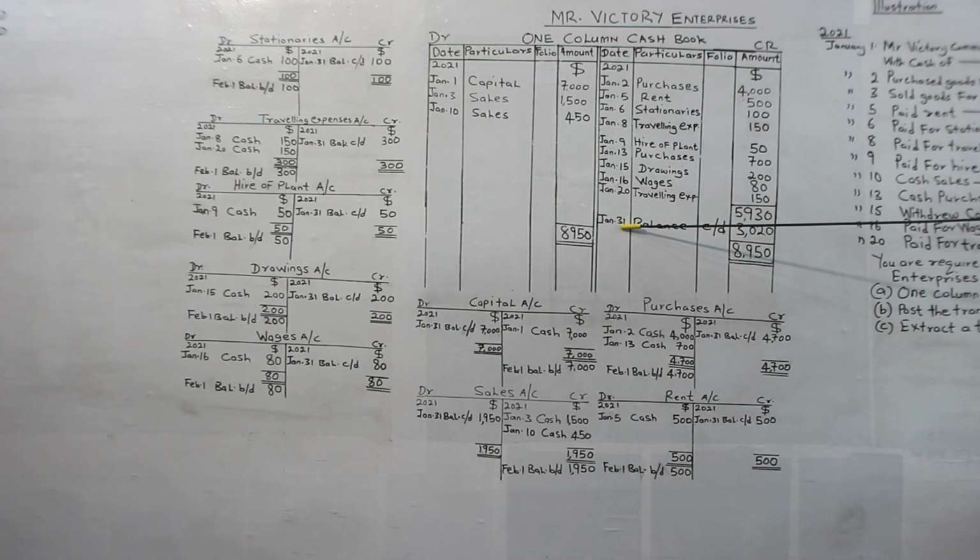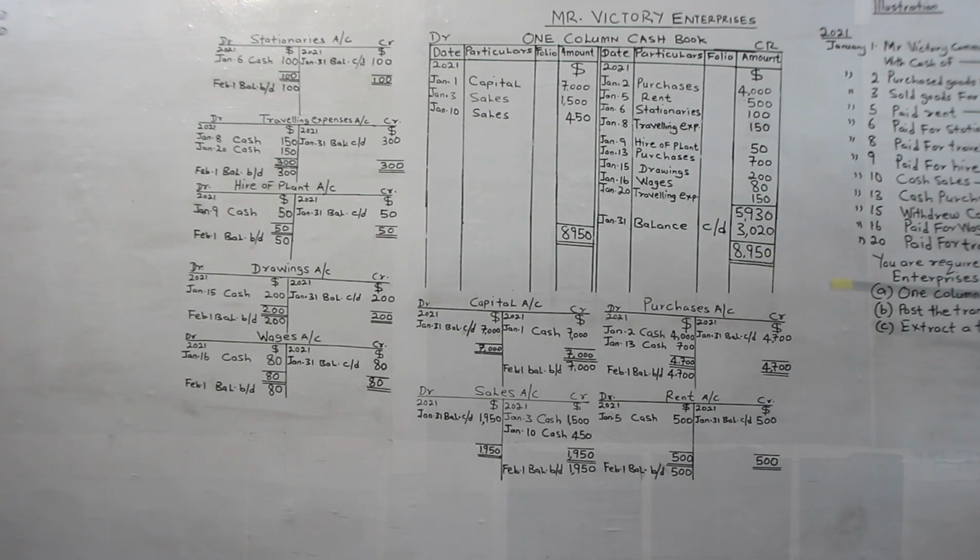So by January 31st, 2021, the balance carried down in the cash account is 3,020, representing the amount that will be demanded of the cashier to give out to balance the account. If you add back 3,020, representing the amount that the cashier will bring out, plus 5,930, representing the amount that the cashier spent, the two of these give us 8,950, representing the total amount that the cashier received.